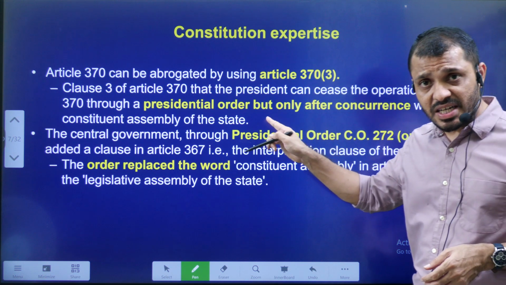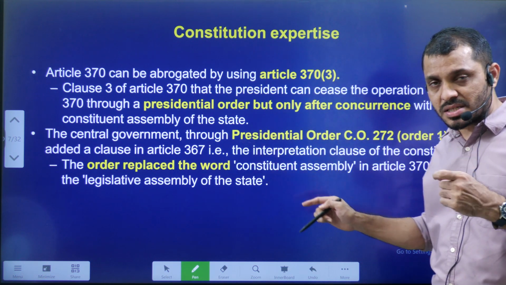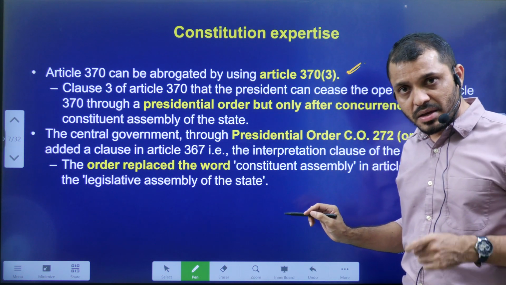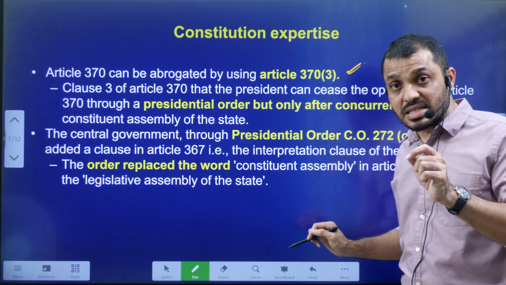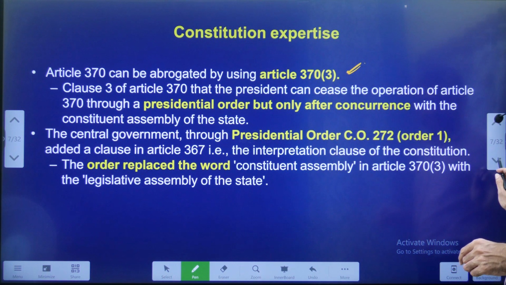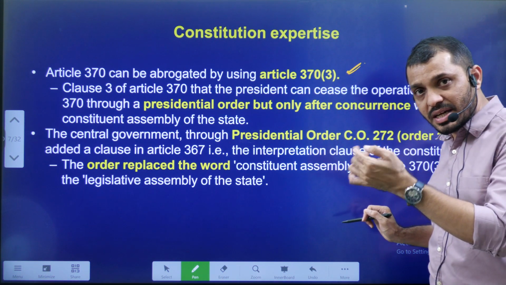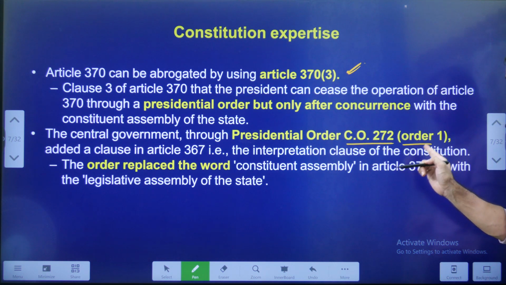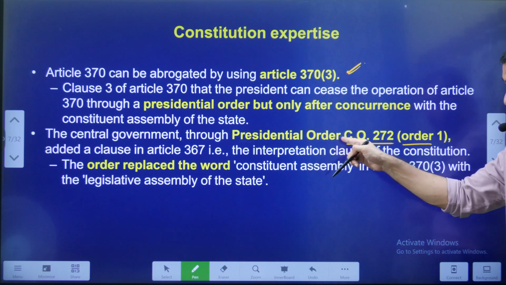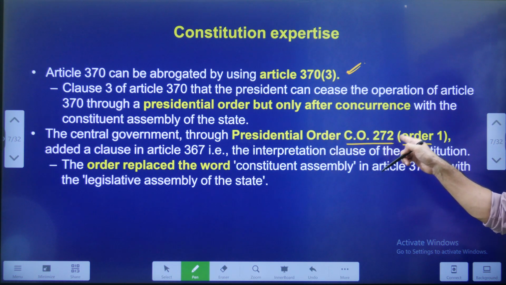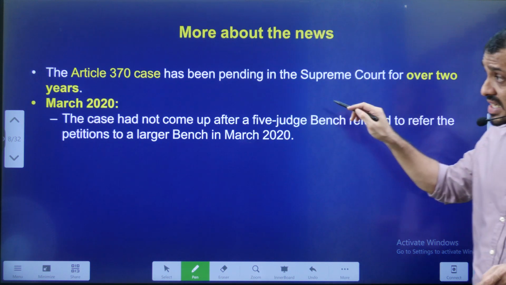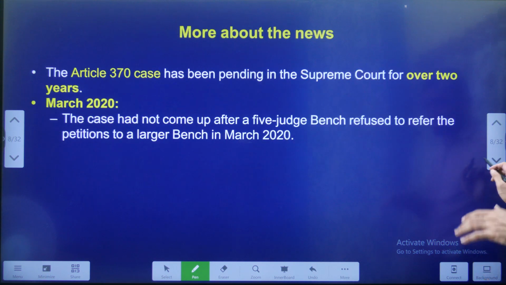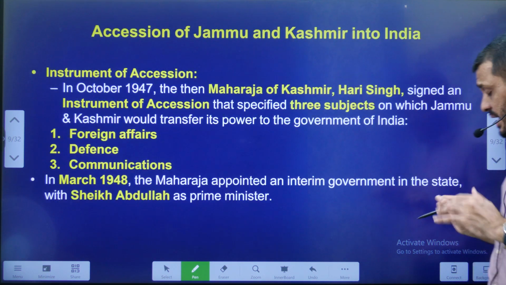Article 370 gave special powers regarding J&K. Article 370 clause 3 says the president can abolish Article 370 on the recommendation of the Constituent Assembly. That word Constituent Assembly was replaced with State Assembly by Presidential Order 1, whose full name is Presidential Order C.O. 272, as I said earlier. Later they issued another presidential order, according to which the special status was removed.